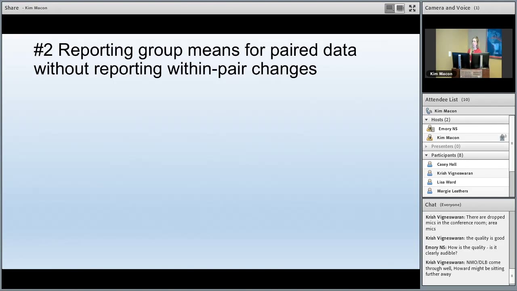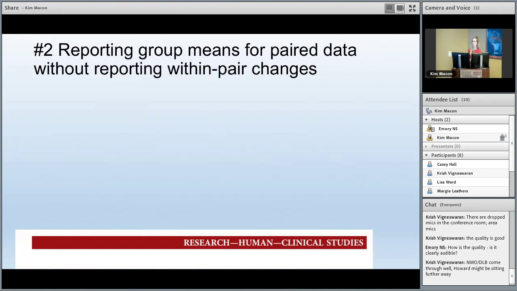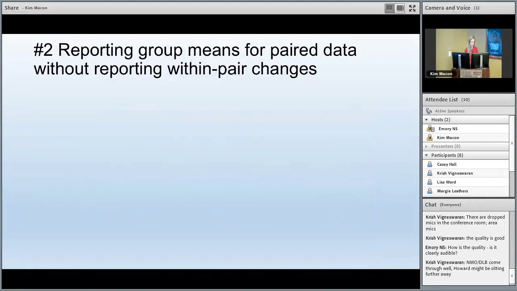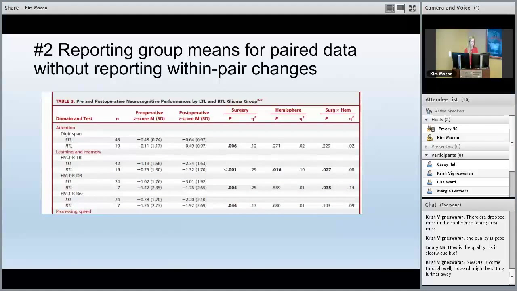All right, reporting group means for paired data without reporting a within-pair change. So here's a paper, I think this came out back in April, looking at neurocognitive changes associated with surgical resection of the left and right temporal lobe in gliomas. So here's their table 3. It's hard to interpret the results here.